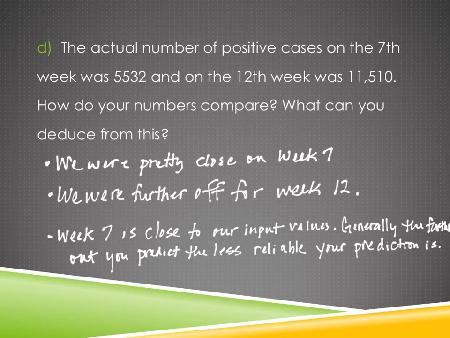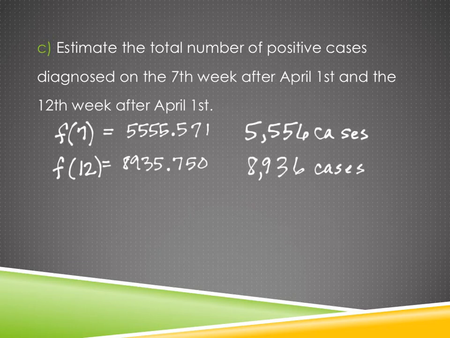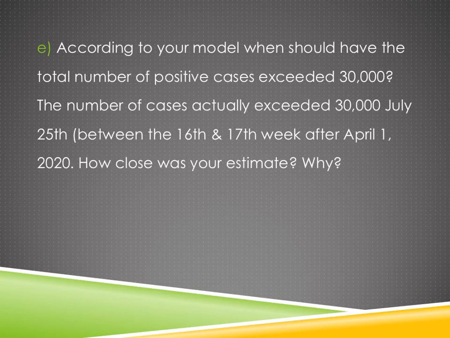We're going to do one more type of prediction. So this is prediction we did already over here on part C, where we put in an input and it gave us out an output. We're going to flip it around for part E. According to your model, when should the total of positive cases have exceeded 30,000? When did we have 30,000 cases? That's what it's saying. When were there 30,000 cases, according to this particular model?